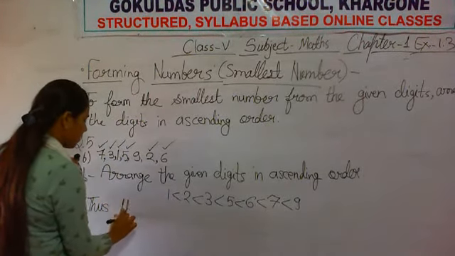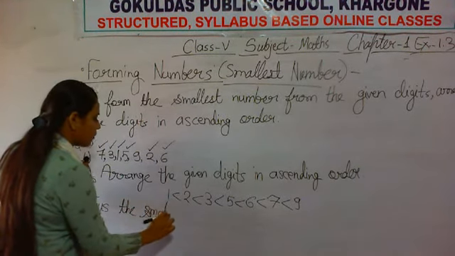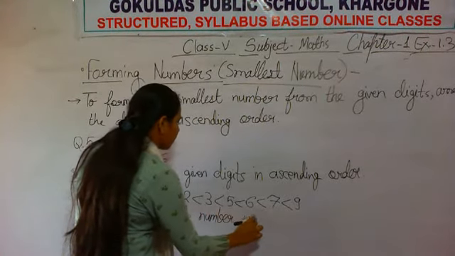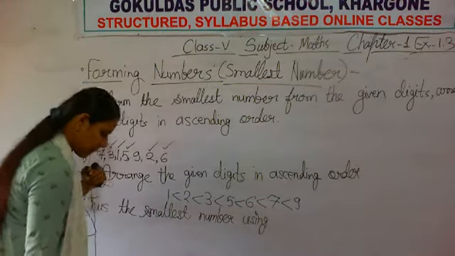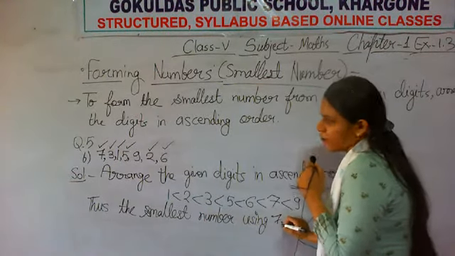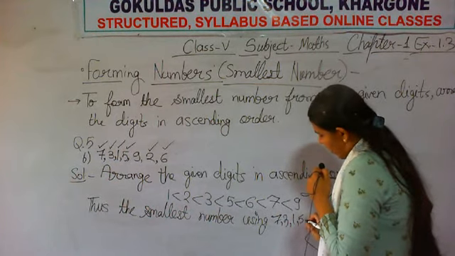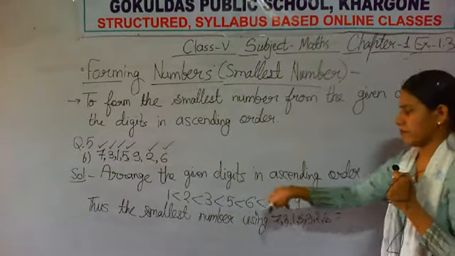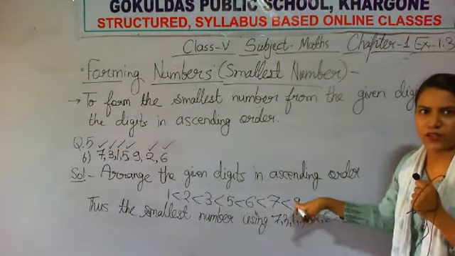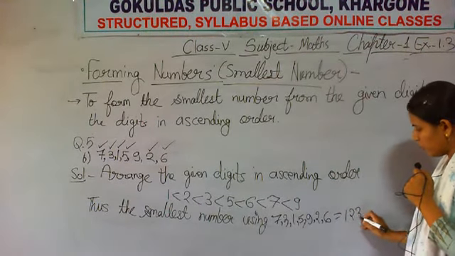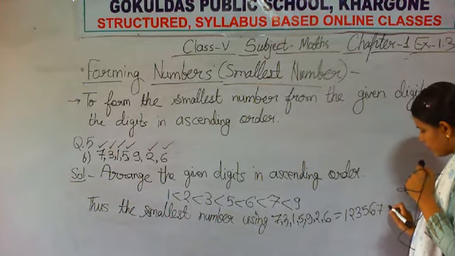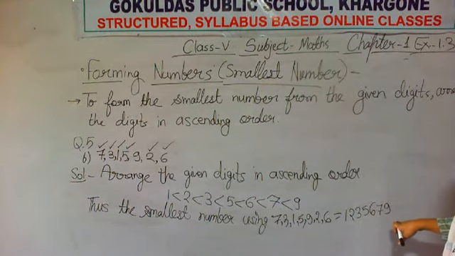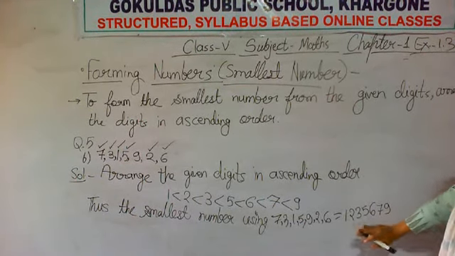Thus the smallest number using 7, 3, 1, 5, 9, 2, 6 is, write all these digits together without the symbols. 1, 2, 3, 5, 6, 7, 9. That is 12,35,679, which is your smallest 7-digit number.